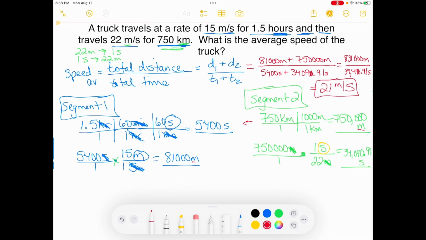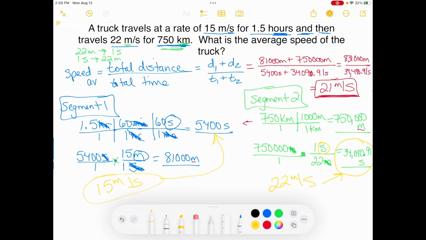Look, if you add up 22 plus 15 divided by 2, you're going to get 18.5 meters per second. That is not what we came up with. Why is that? Because look at our time. We went at a faster speed for a lot longer time. We were going 22 meters per second for 34,000 seconds, which is close to about 9.5 hours. Where we were only going 15 meters per second for an hour and a half.